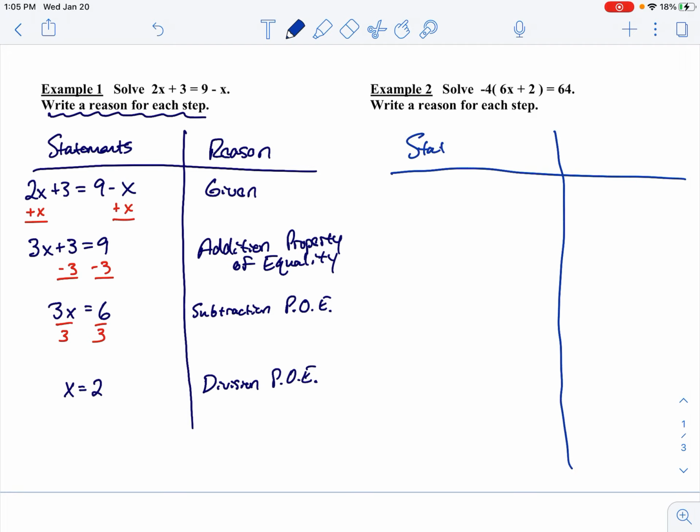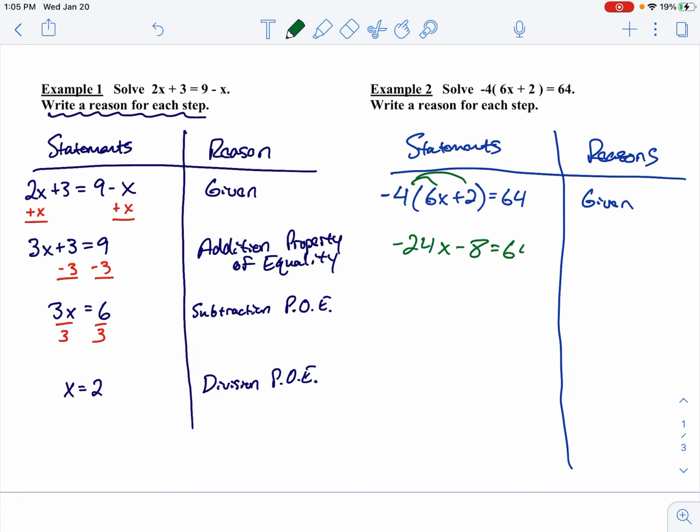So we'll do one more here, statements and reasons, with a little bit of sloppy handwriting. That's okay. They started off with the equation -4 times the quantity 6x plus 2 equals 64. And again, we are always starting off with our given information in these proofs. So let me use a green this time. The first thing I would do is distribute. So I would have -24x minus 8 equals 64.